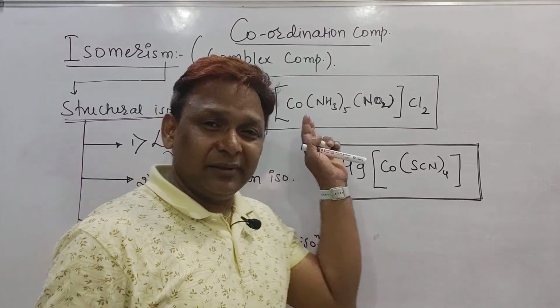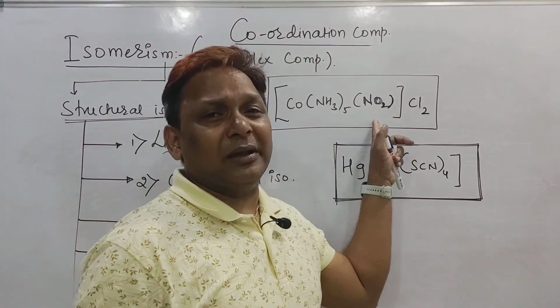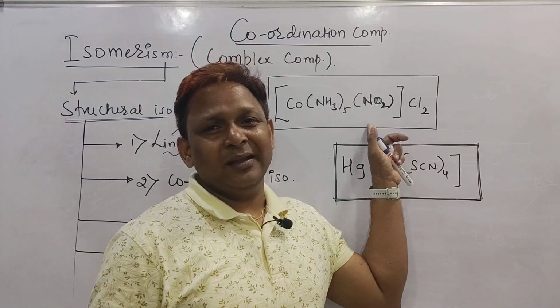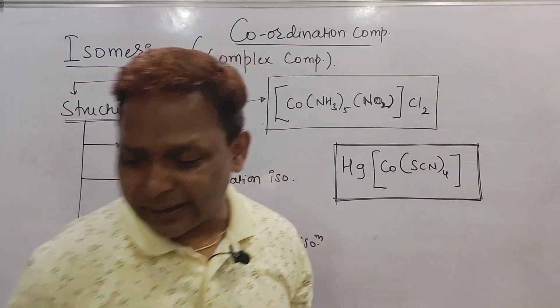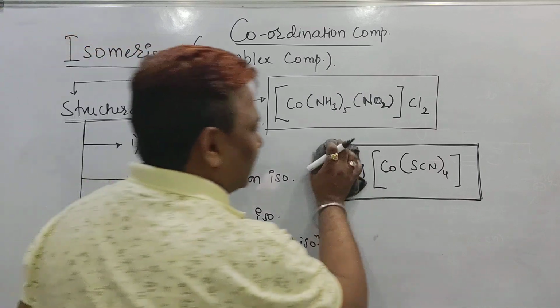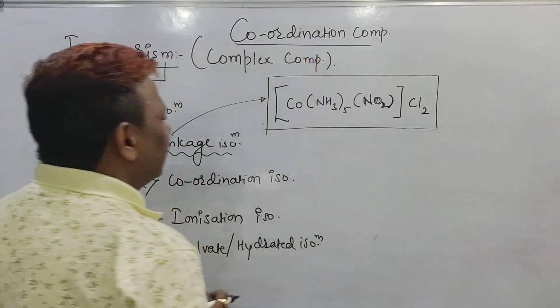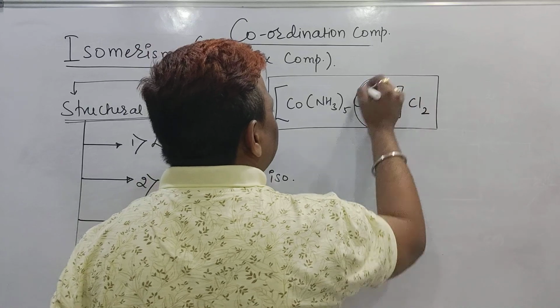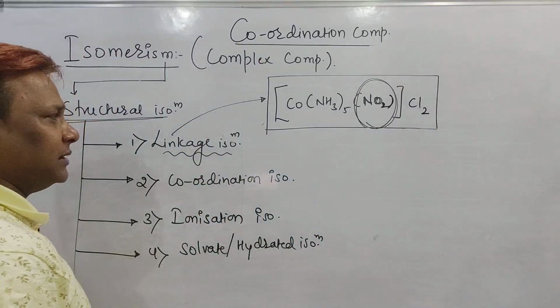So wherever in any complex we have an ambidentate ligand, that complex can show linkage isomerism. So this is the first part. What is the trick we learned? Complexes having an ambidentate ligand can show linkage isomerism.